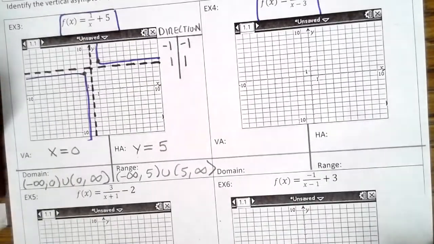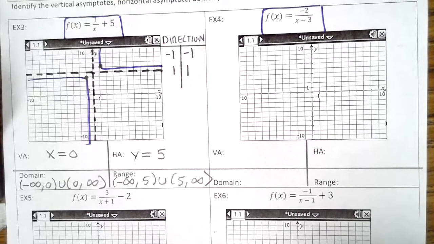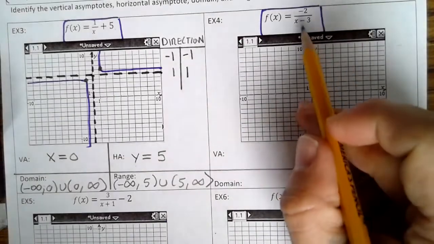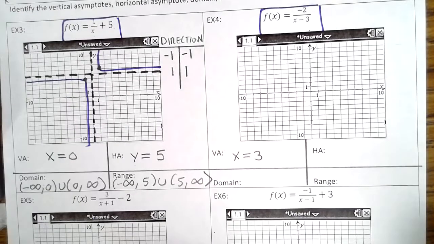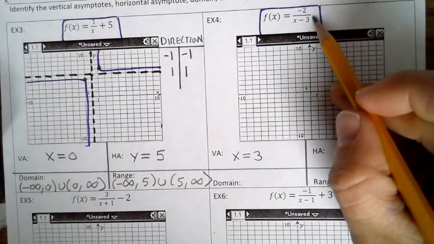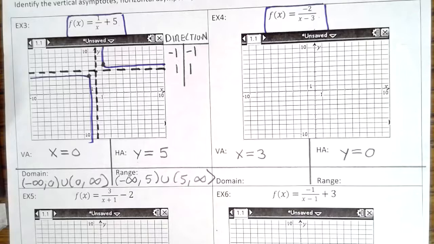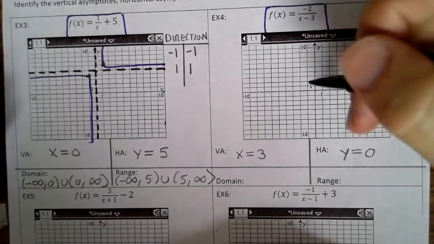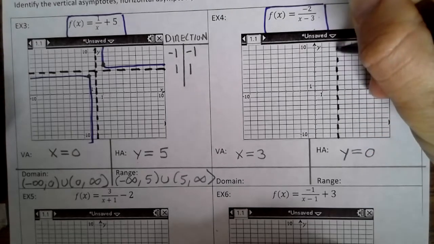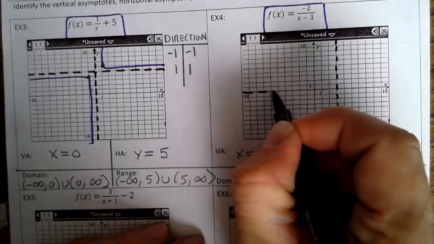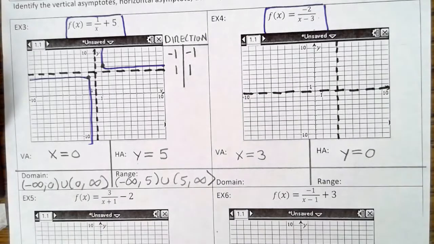Okay, so first things first is we need to find the asymptote. So here, looks like x equals 3 will make the denominator 0, which makes it undefined. And there was no shift up or down, so the horizontal asymptote is y equals 0. Okay, so let's graph the asymptote. So x equals 3, so 1, 2, 3. And y equals 0. Okay. So now we need to graph by direction.